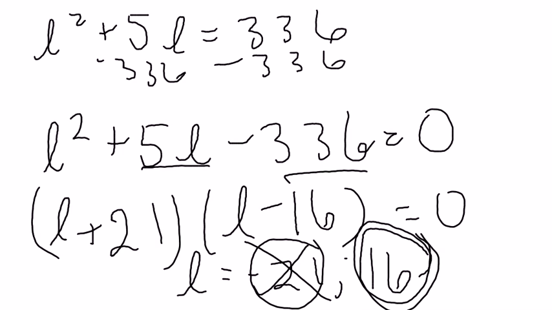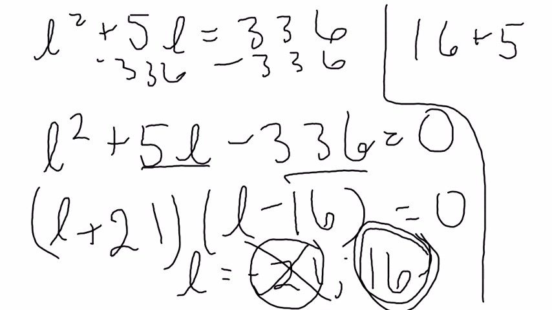Okay, once we have the length of the playground, we can find the width. Why? Well, we can add 5 to it. 16 plus 5. Okay, 16 plus 5 is 21. So the width is 21, the length is 16. So our answer is D. I'm sorry, yeah, the width is 21, length is 16. So the answer is D for number 8. D. Okay.